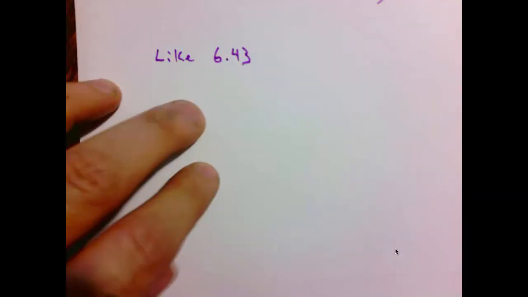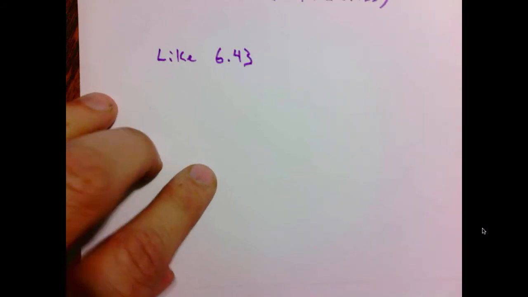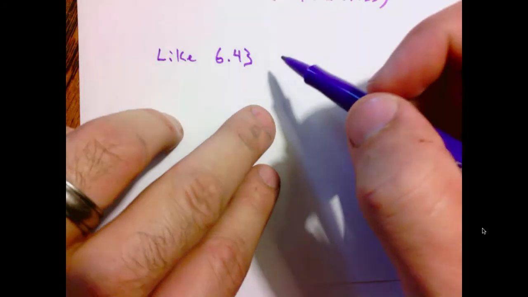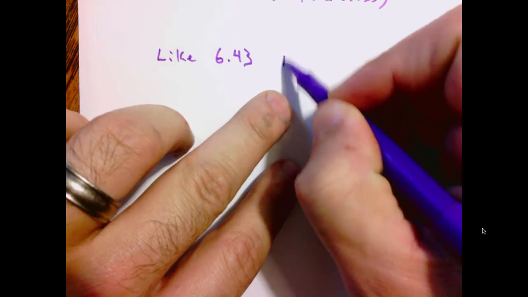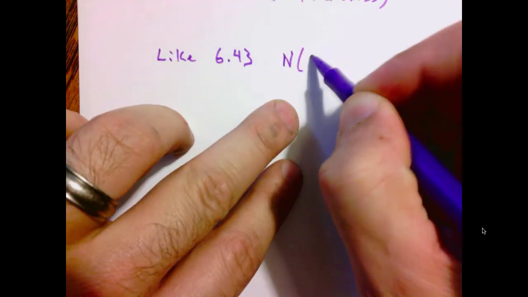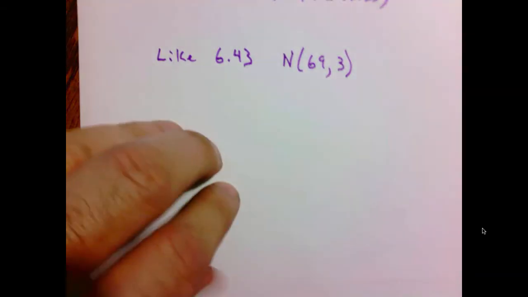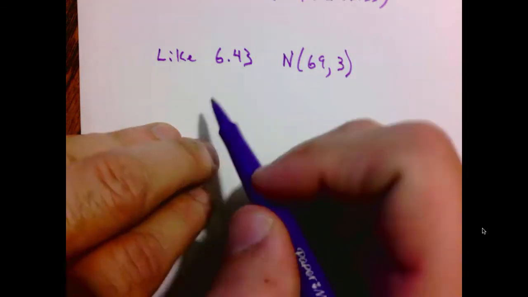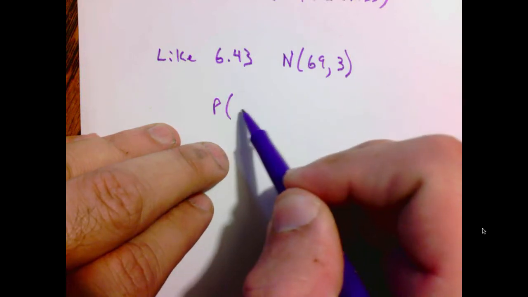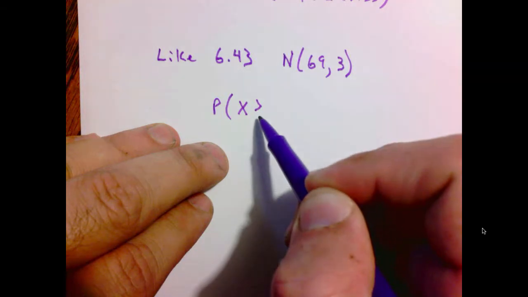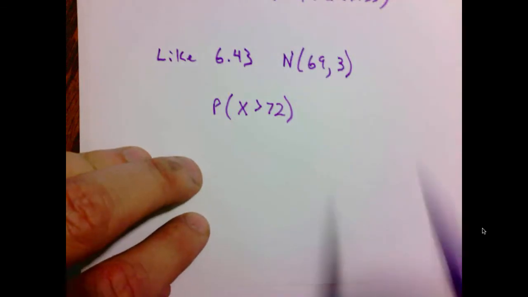Like 6.43. In 6.43, they don't give us a standard normal curve. They tell us that we have some normal distribution, and they give us a mean and standard deviation. Let's say that we're talking about the height of adult men. Adult men's heights are normally distributed with a mean of 69 and a standard deviation of about 3. I want to know the probability of finding a man with a height greater than 72 inches.